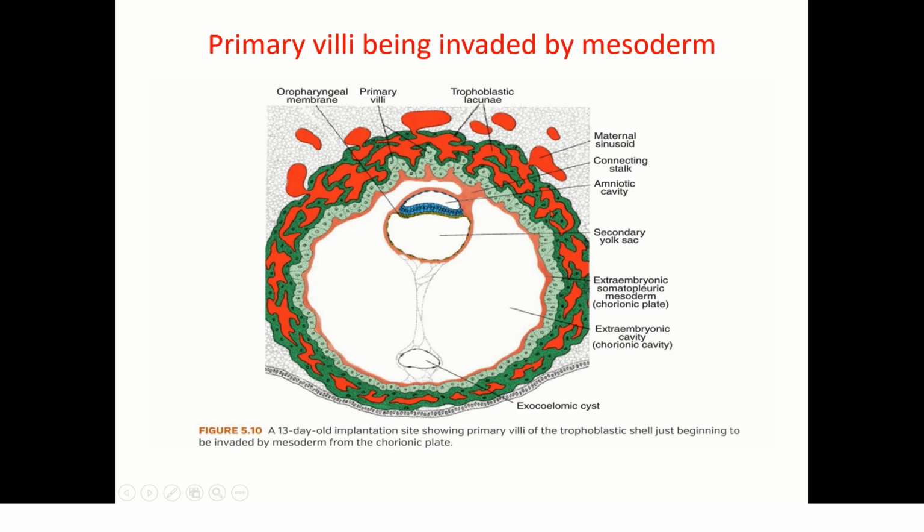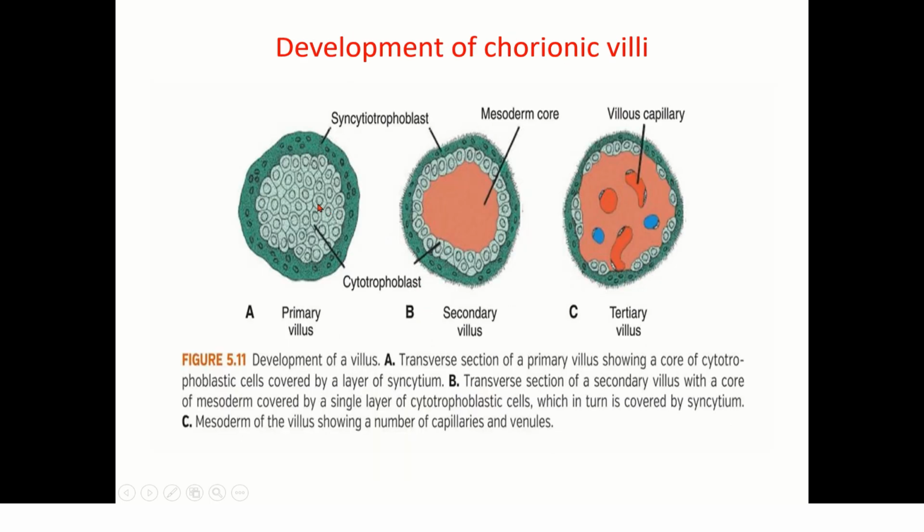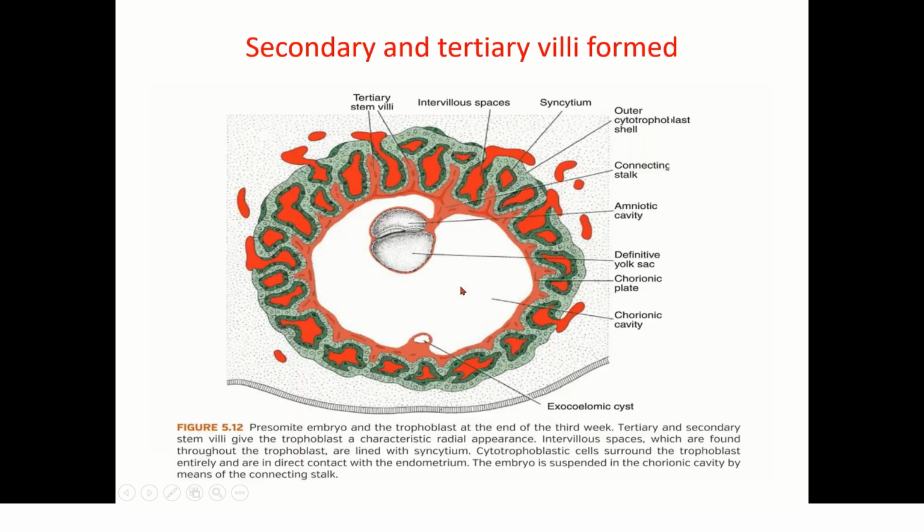Now you can see here, at the end of the second week there were primary villi only. Now you can see the extraembryonic mesoderm projecting into the primary villi to convert them into secondary villi. You can see here, this is the primary villus with syncytium and cytotrophoblast. So with the mesoderm it becomes secondary, and with the blood vessels it becomes tertiary.